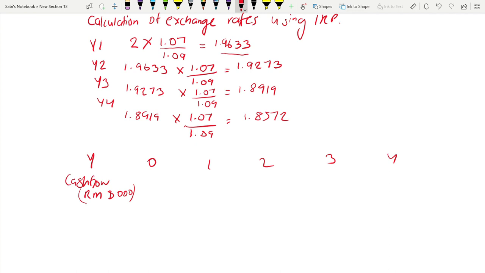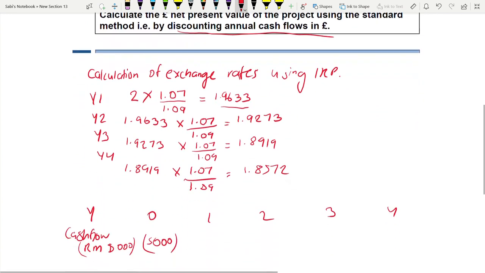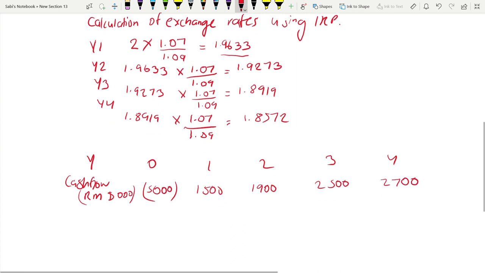Okay, so they told 5 million is the initial investment. So you are going to drop the three zeros and just write 5000, which is an outflow, so put brackets. Next, write all the inflows, which have already been given to you, in the same line only: 1500, 1900, 2500, and 2700.